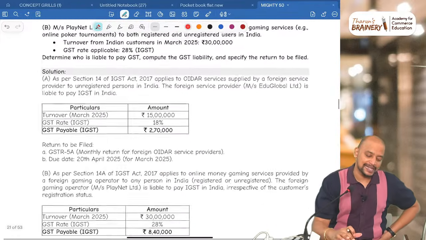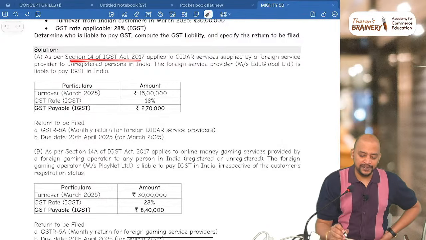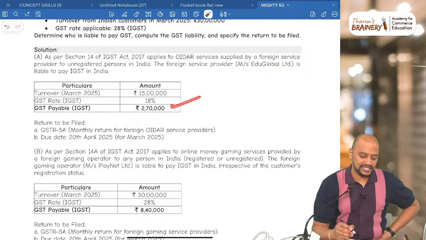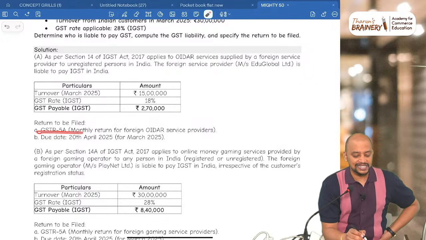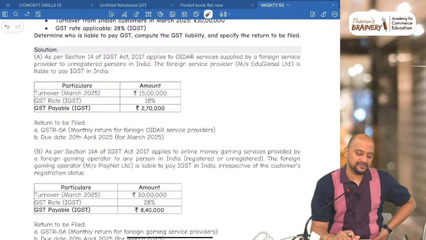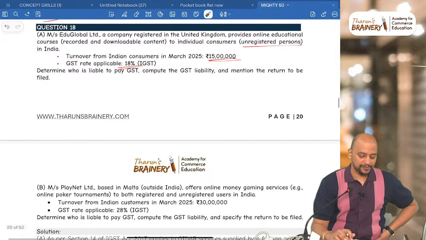So in this case, first we need to write about section 14, and supplier outside India is liable to pay GST 2,70,000. They need to file GSTR 5A and due date will be 20th April of the subsequent month. That is March, so 20th April.